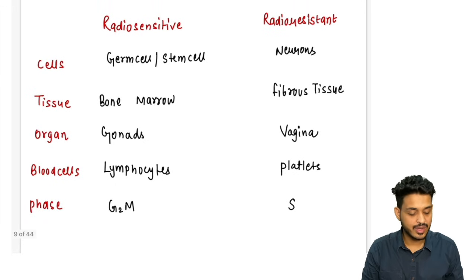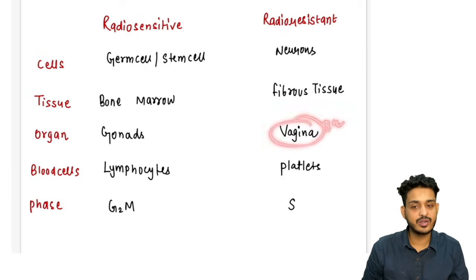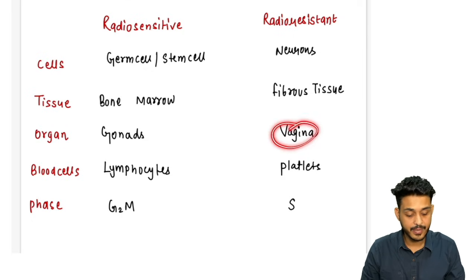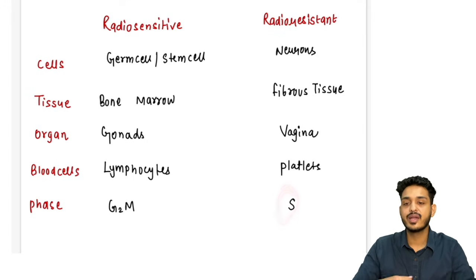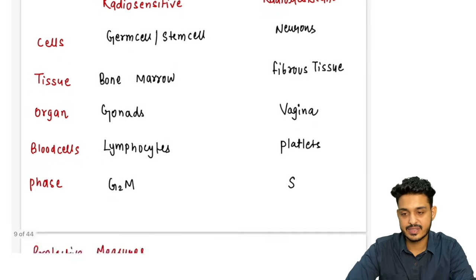Okay, radio resistant, if they want to ask you, this is your previous year question, most radio resistant organ, this is going to be your vagina, right? In the blood cells we have platelets, and in the phase we have what? S phase. S phase is the most radio resistant phase, right?